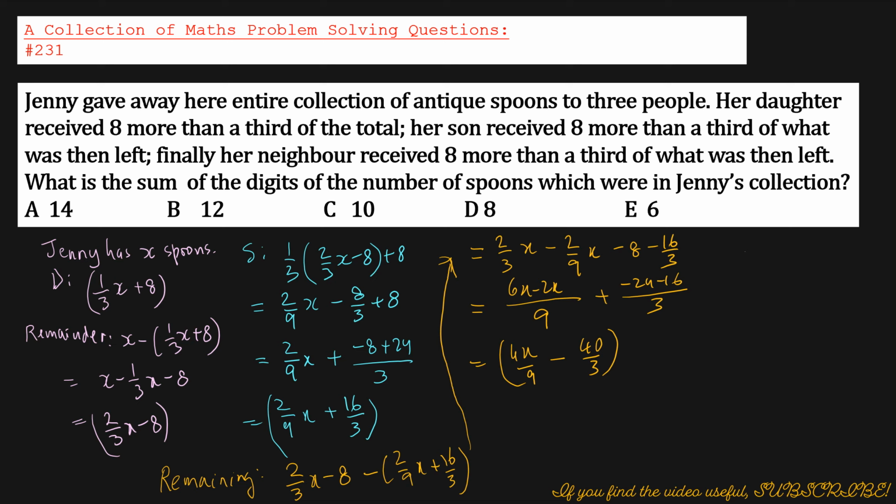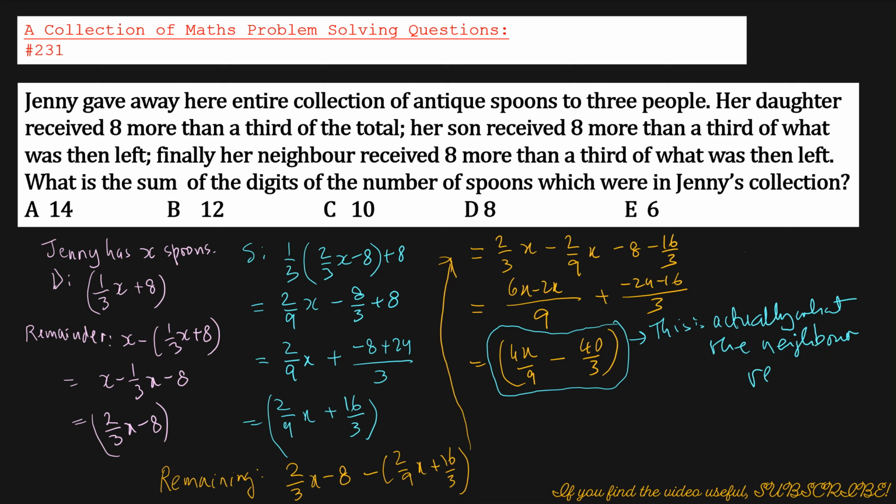Now, the thing to note is this remaining is what the neighbor would receive. This is actually what the neighbor receives. So please note that.